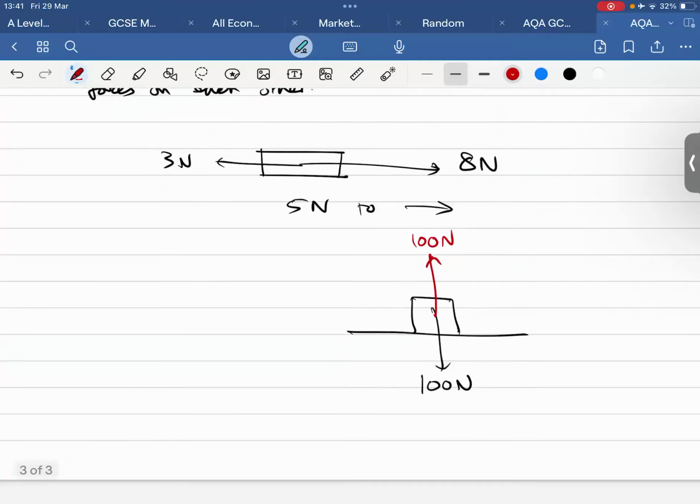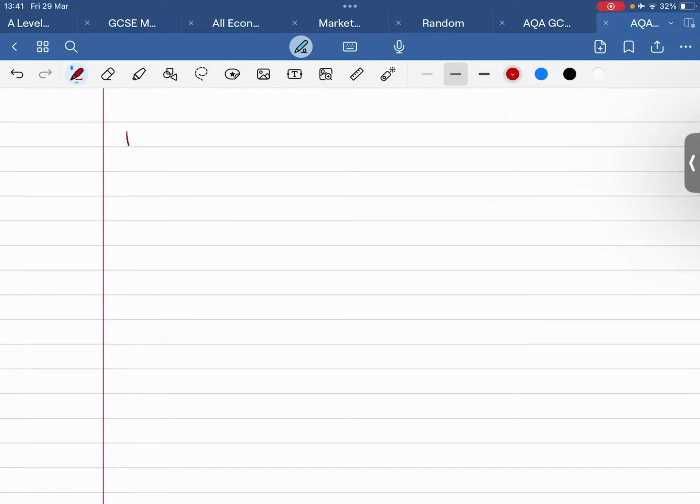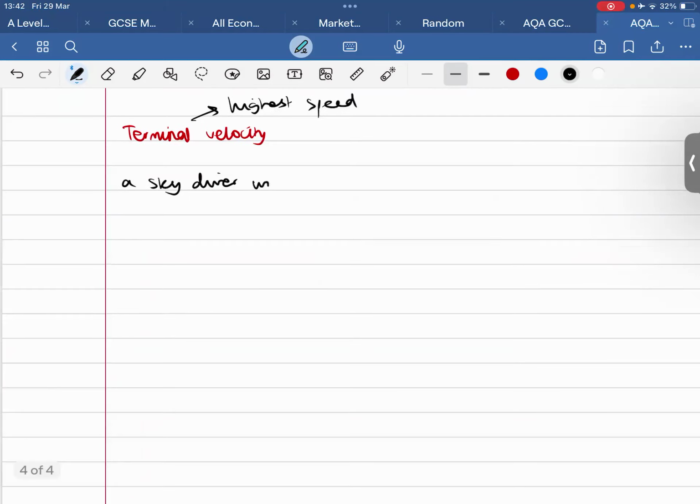So here's an example where we apply all three, or especially rule one. Okay. So when an object reaches terminal velocity, and they could ask that about a race car, a rocket, or a skydiver. So let's just say a skydiver. Terminal velocity is its highest speed. So we're seeing how an object can get to its highest speed. So a skydiver will first accelerate because its weight is bigger than air resistance.